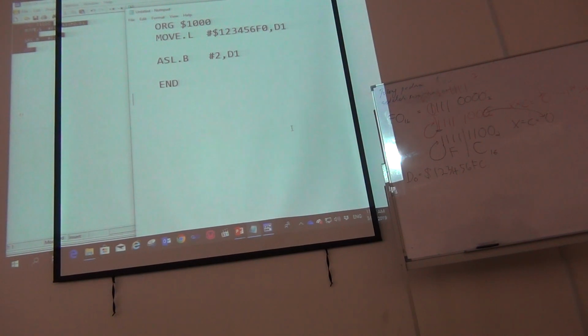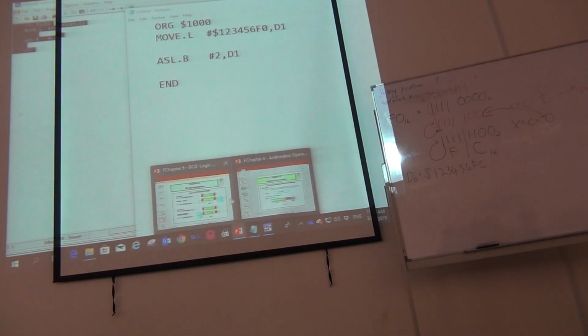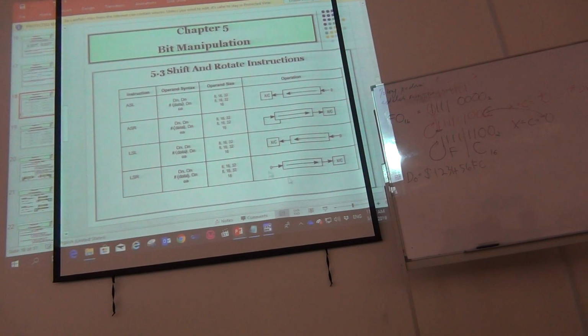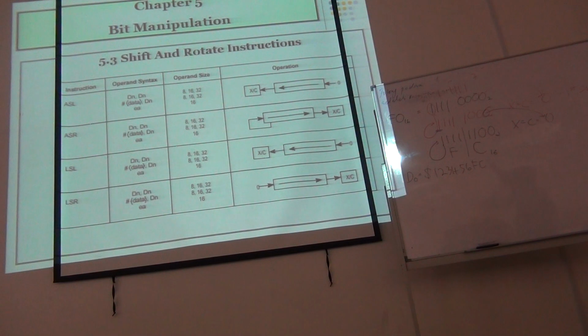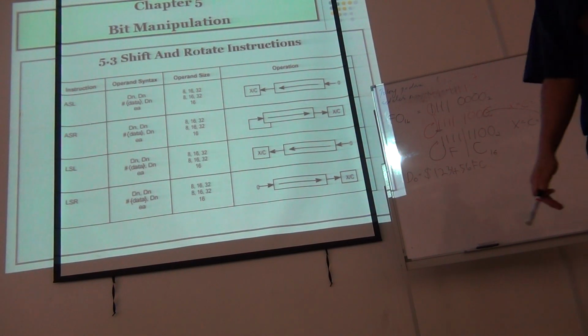The shifting for ASL is like this. The shifting for ASL is the top one. When shifting, you have to include 0 and then shift. You have to read twice.